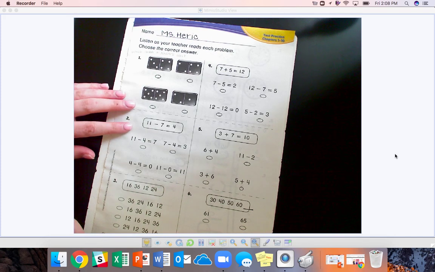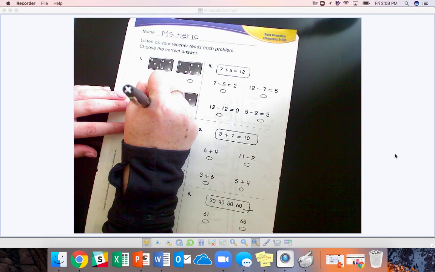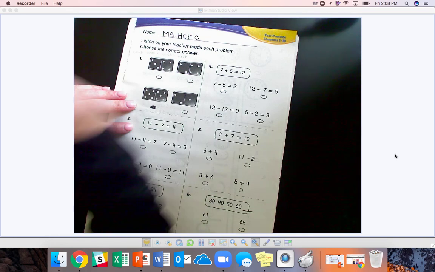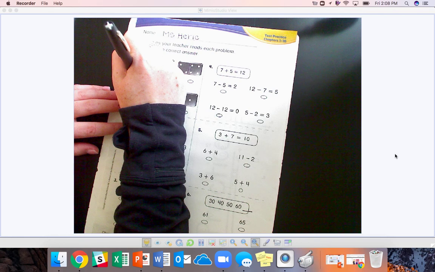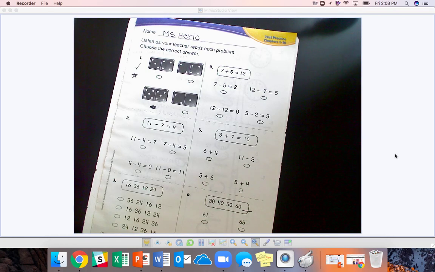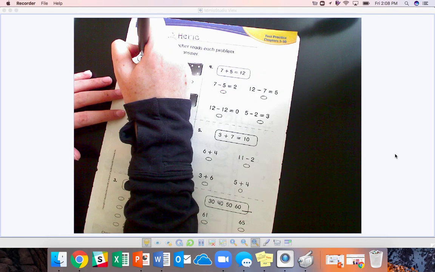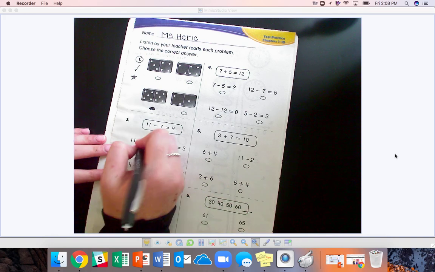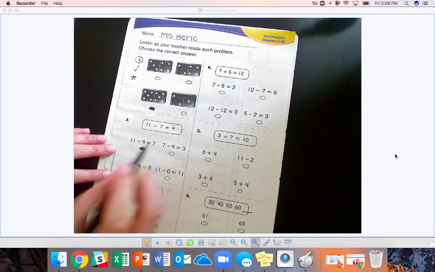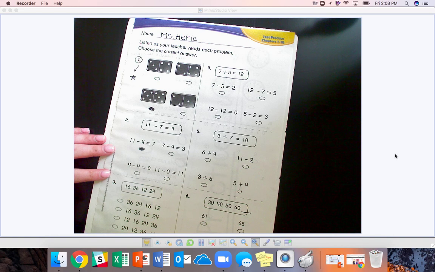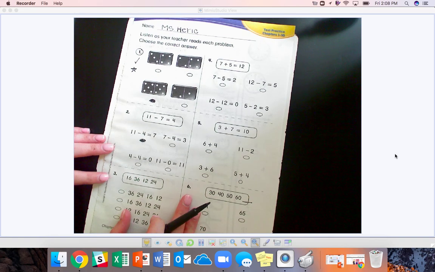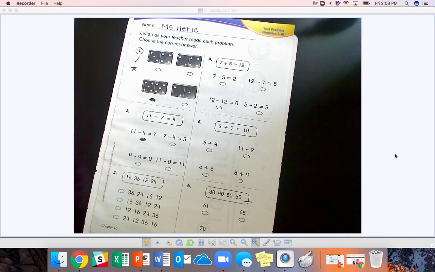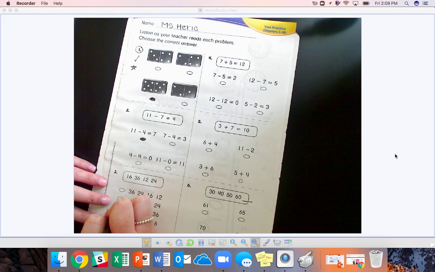Okay, I'm now going to go back and show you the answers for the first page. Number 1, this is a doubles fact. You can give yourself a check or a star if you got it right, and if you got it wrong, you can circle it so you know what concepts to go back to and review. Number 2, 11 minus 4 equals 7 is a related fact. It would be in the same fact family.